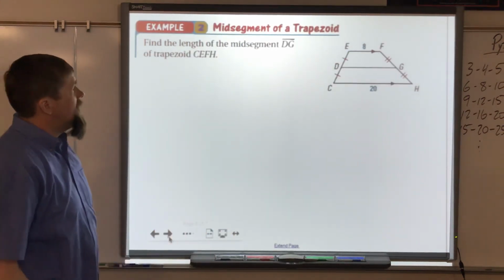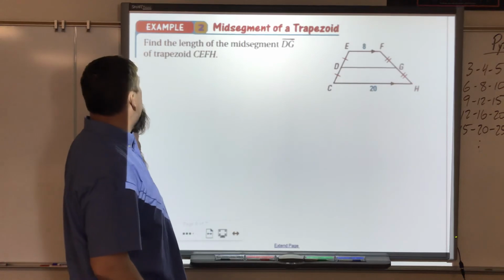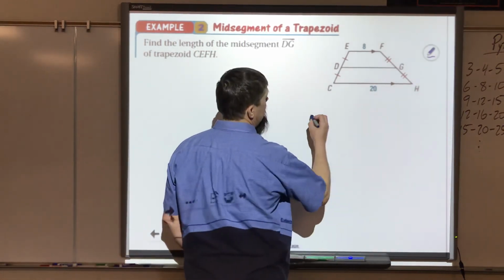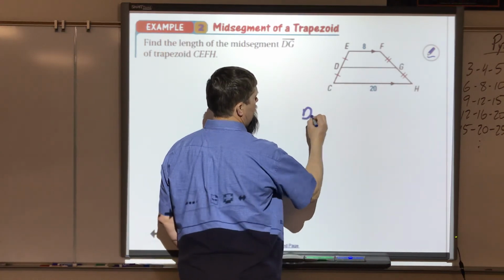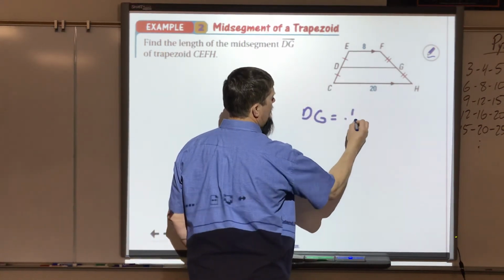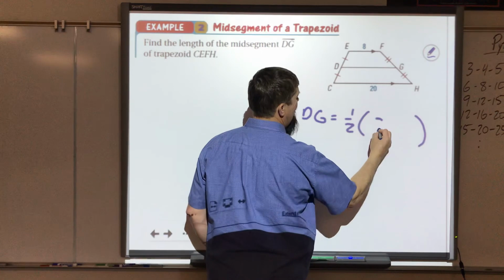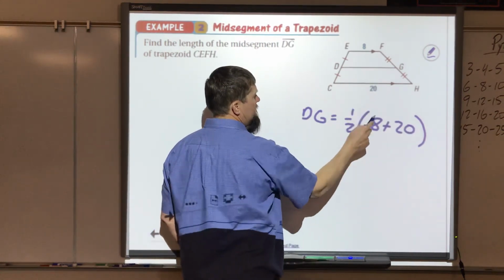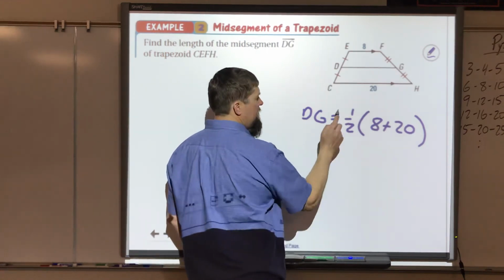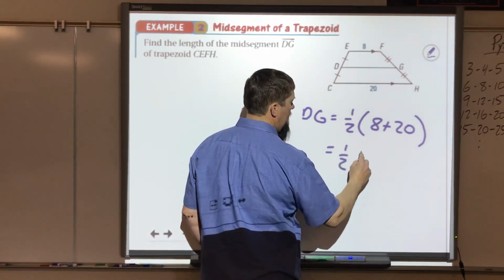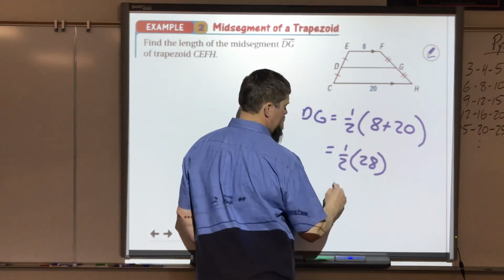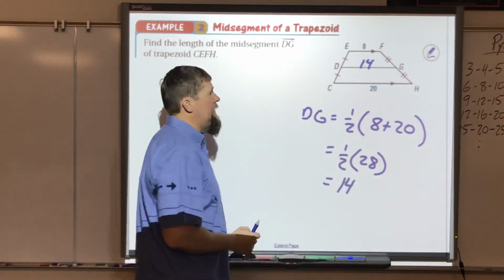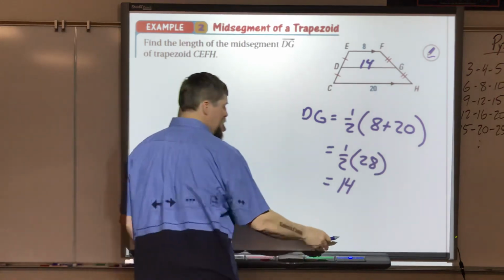Okay, here's another example. They say find the length of the mid-segment. The mid-segment DG is 1/2 of 8 plus 20. We take the two bases, add them together, and divide by 2. So 1/2 of 28 is 14. So the mid-segment is 14. It's halfway between 8 and 20.